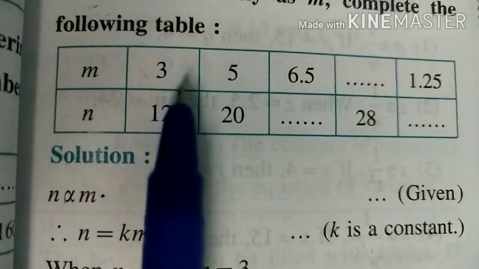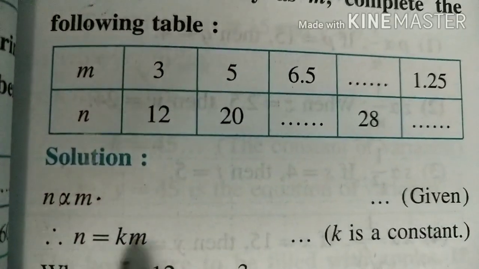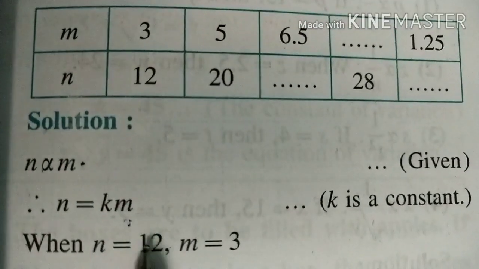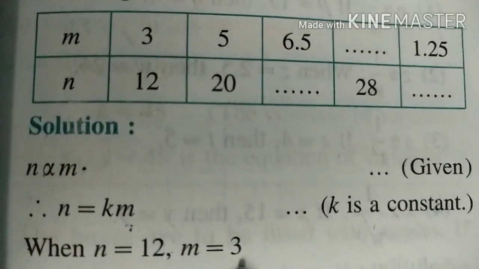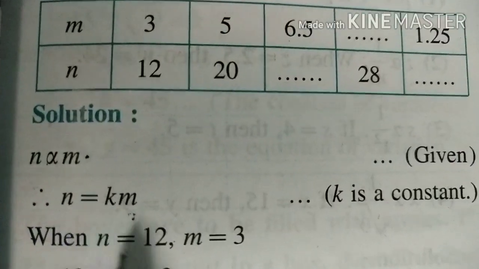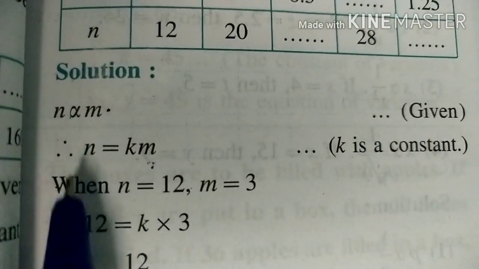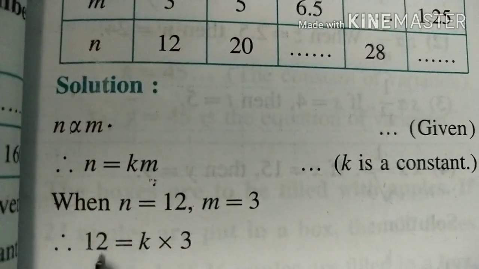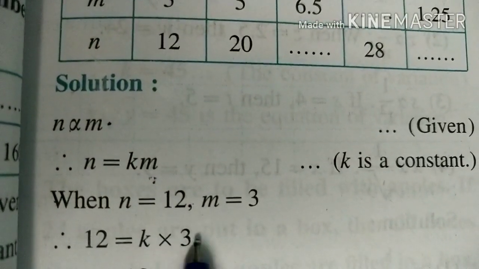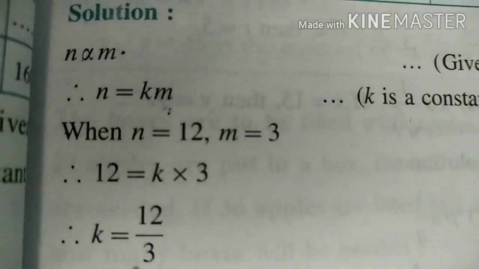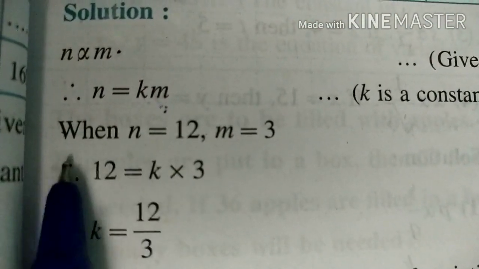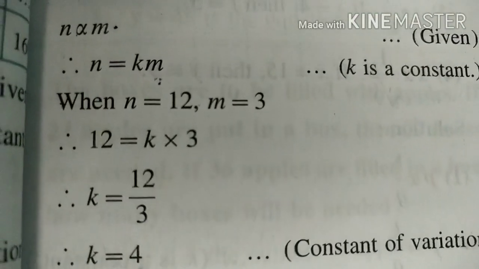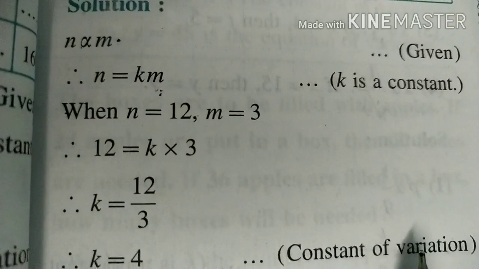Now we have these two numbers, we are going to substitute them in this equation. So when n is equal to 12 and m is equal to 3, what will happen? In place of n, I'll be putting 12, and in place of m, I'll be putting 3. So k you will keep here only, 3 you will take below 12. So k is equal to 12 upon 3, and this cancels, 3 4s are 12. What is k's value? K's value is 4. That is the constant of variation.